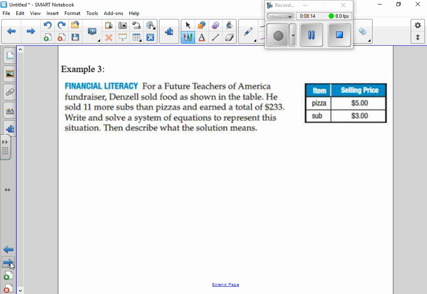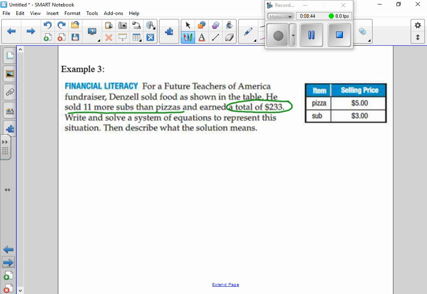All right, next one. This one's a little bit trickier, so they kind of get a little bit harder as we go. All right, for a Future Teachers of America fundraiser, Denzel sold food as shown in the table. So it says he sold 11 more subs than pizza. And it also says he earned a total of $233. And it wants us to write and solve a system of equations. I'll let you solve it, but I'll help you set it up.